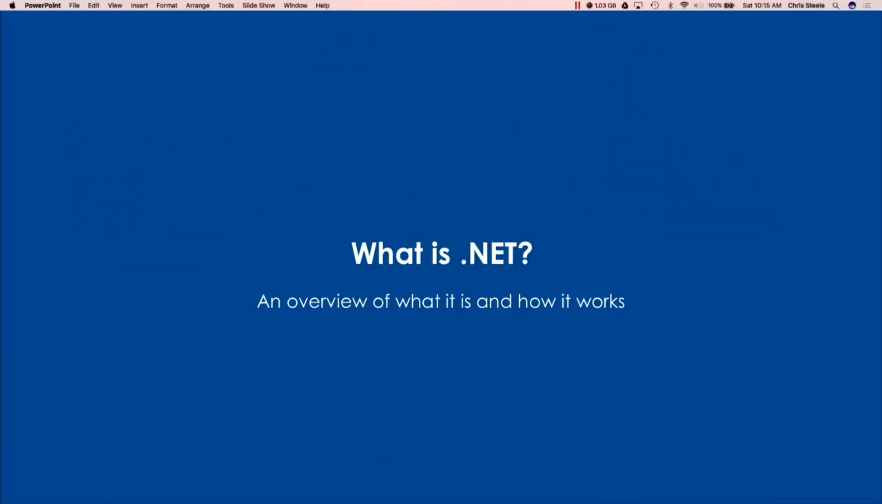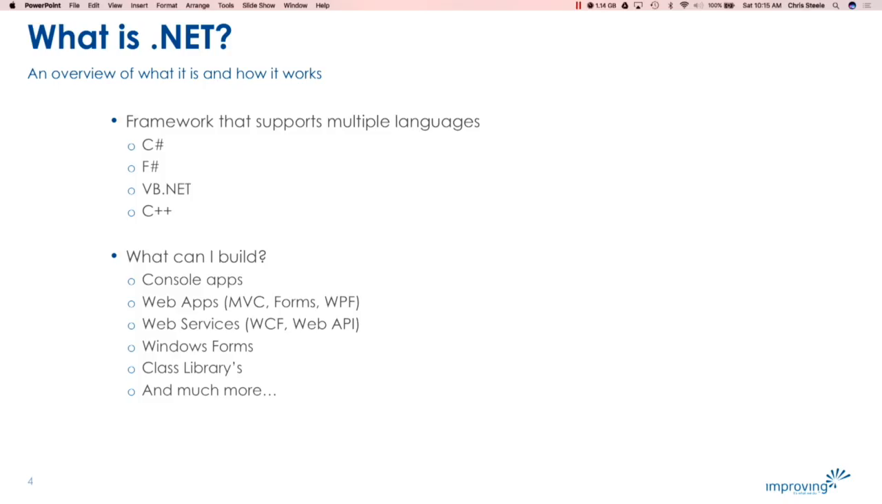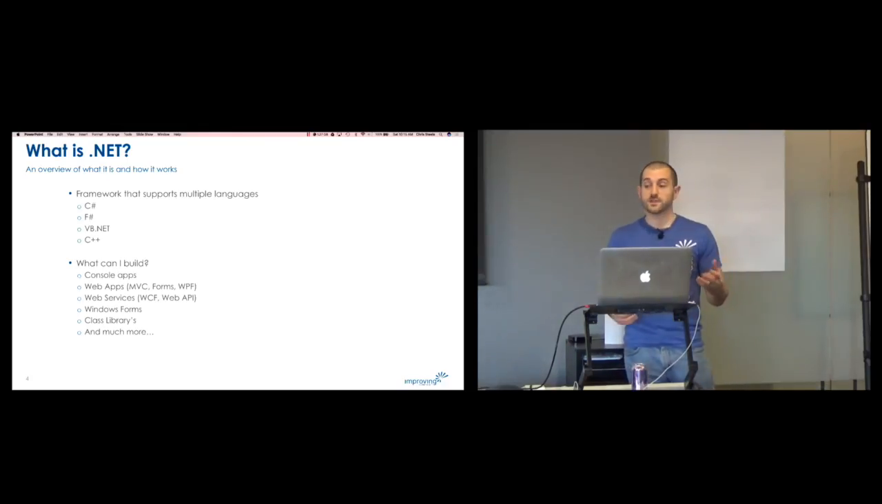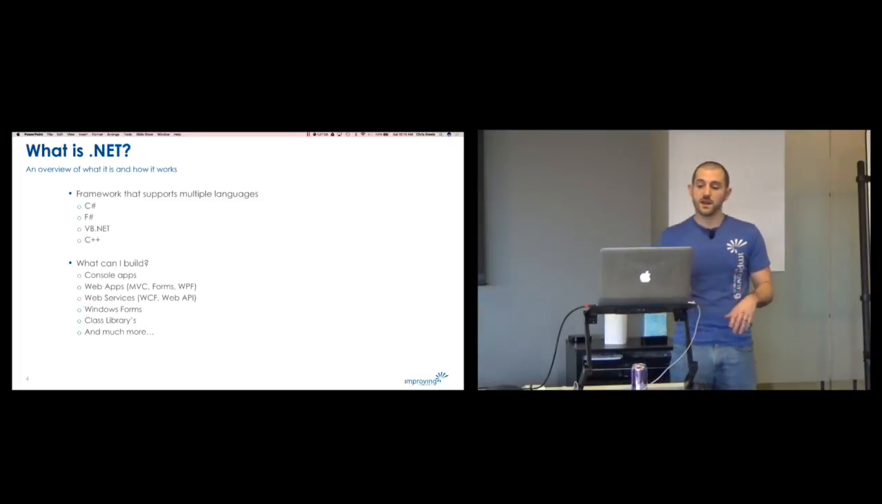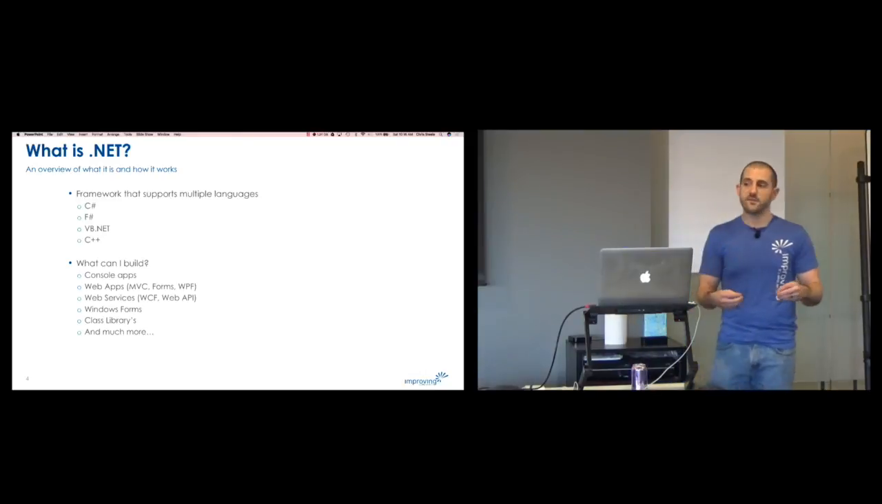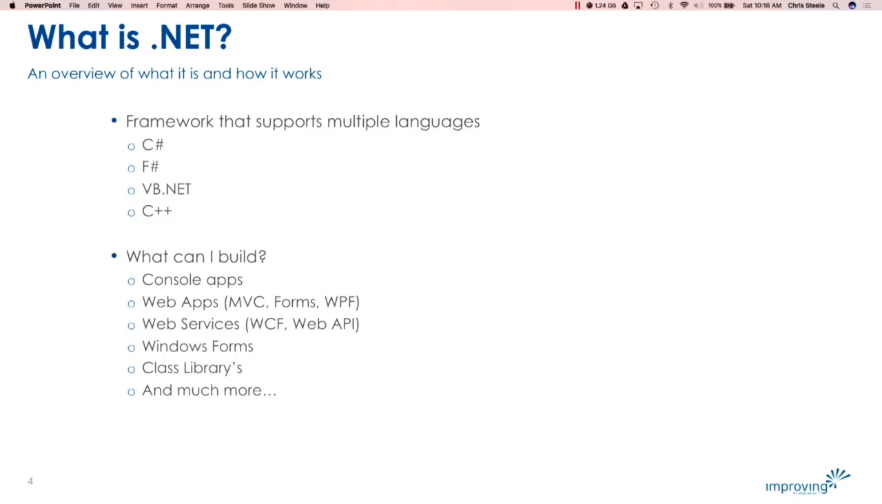So what is .NET? So .NET is a framework that supports multiple different languages, and like I mentioned, C# is the most popular, F# is gaining popularity, and VB.NET is usually a good introductory to .NET if you're new to development. C++ is another one, but I don't see too many people using that in the industry.